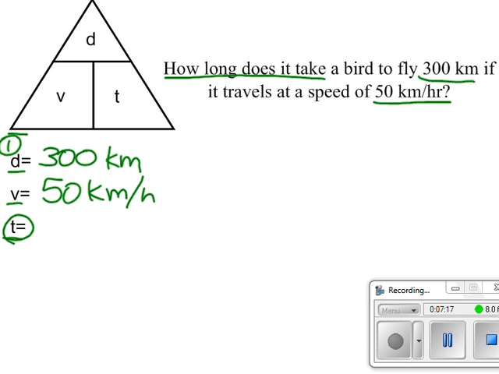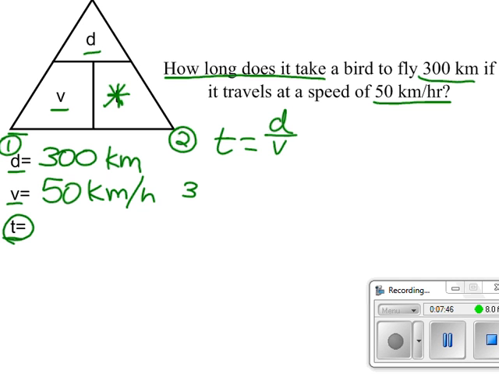So the second step is to write our equation. And in my triangle, I'm going to cover up time. Time equals, and my distance is on top of my velocity. So I write my equation like this. It's very important when I say to write the equation that you write it with the letters or the variables, not the numbers yet.